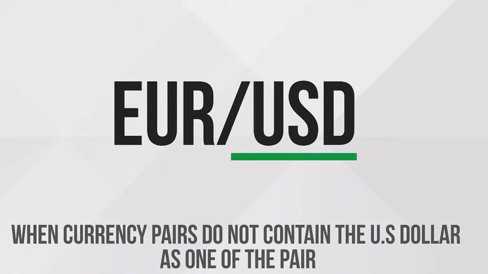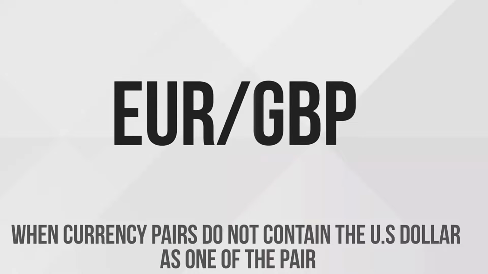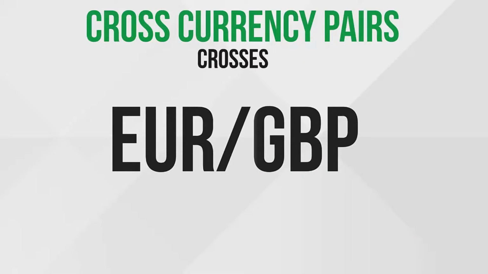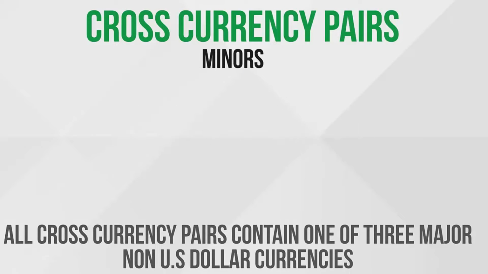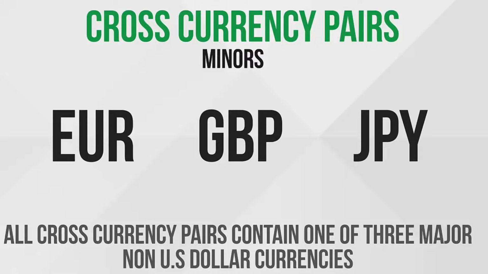When currency pairs do not contain the US dollar as one of the main pair, they are referred to as cross-currency pairs or crosses. They can sometimes be referred to as the minors. All cross-currency pairs contain one of the three major non-US dollar currencies.